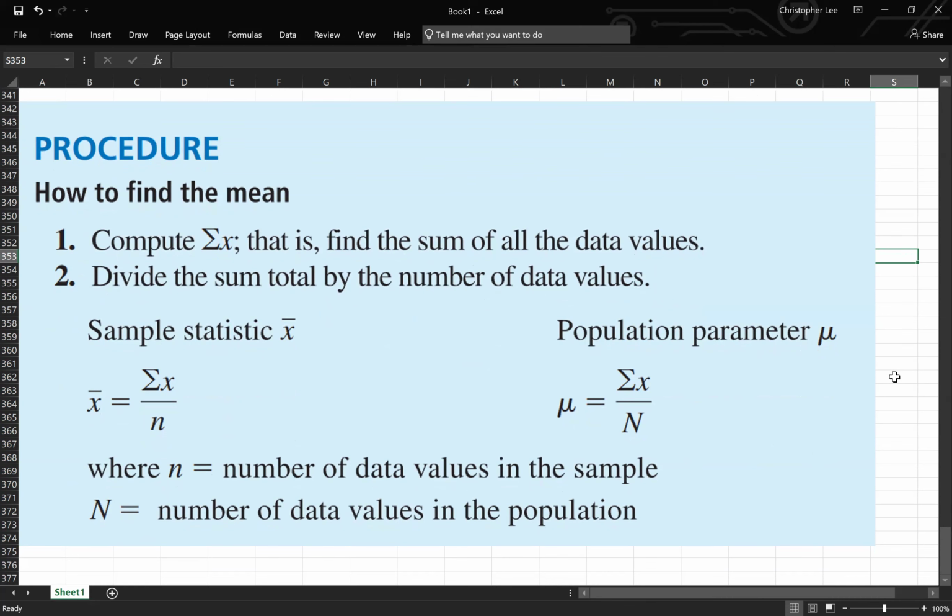And we have two types of mean. We have the sample statistic X bar, which is X bar is equal to the sum of X divided by n. And we have the population parameter mu, which is mu is equal to the sum of X divided by capital N. Capital N means it's the entire population. Lowercase n is just the sample size that we have, right? And when you're on your test and you forget what I just said, it's right here at the top. Lowercase n, sample size, capital N, population size.